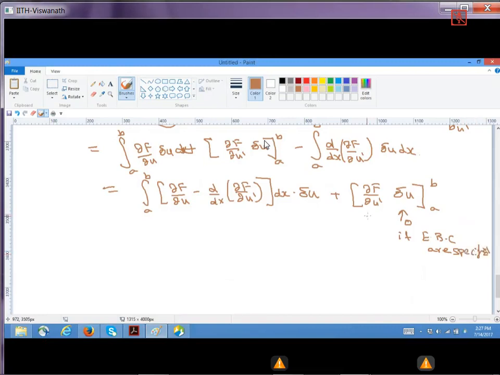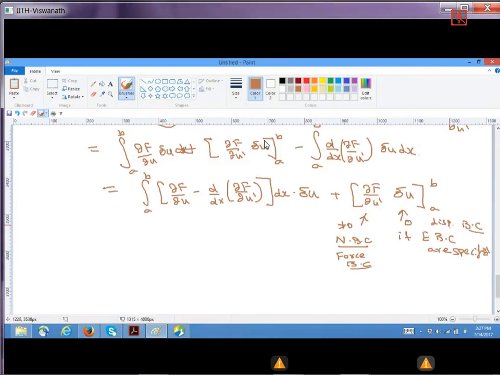And this term need not go to zero if it is not specified. If it is specified, then it need not be equal to zero, and this is called natural boundary conditions or force boundary conditions. Essential boundary conditions are also known as displacement boundary conditions.